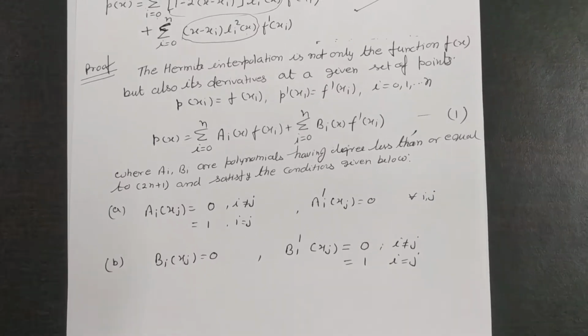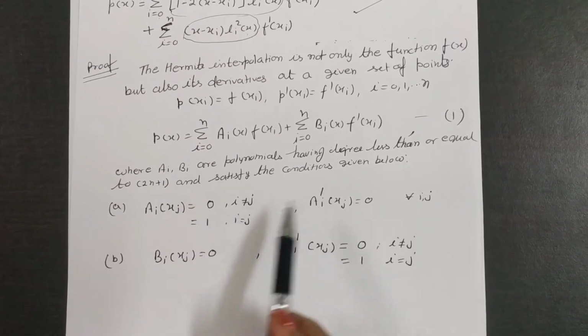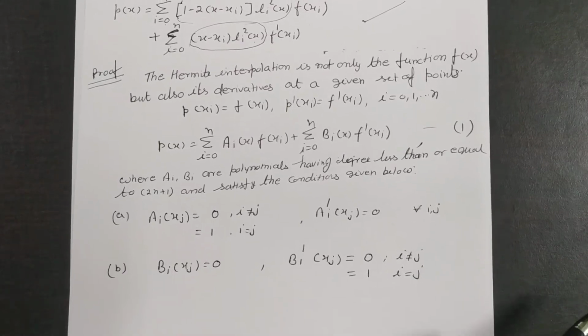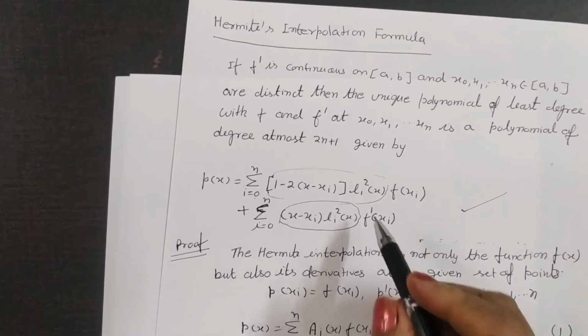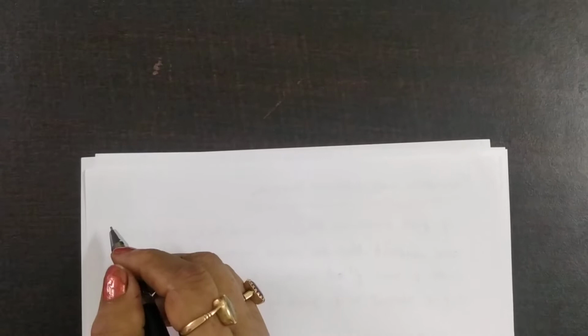Now using these conditions we obtain Ai and Bi. These are the interpolation conditions. Using this, we found this one. On the next page I have defined it. Here we are using the Lagrange interpolation, because in this formula this is the Lagrange interpolation. So we use the Lagrange interpolation formula here.